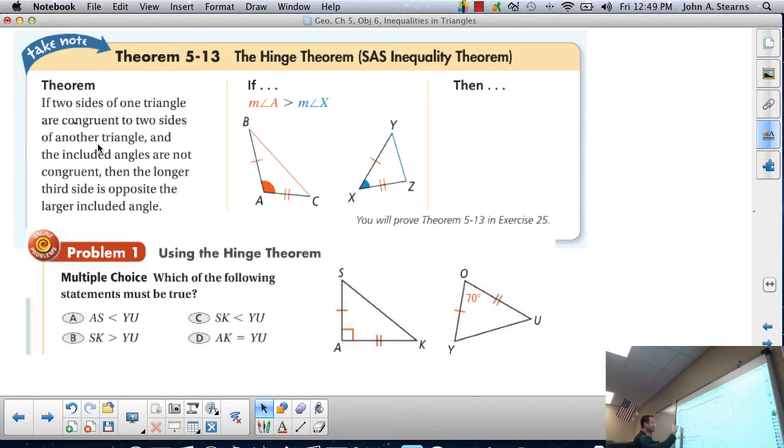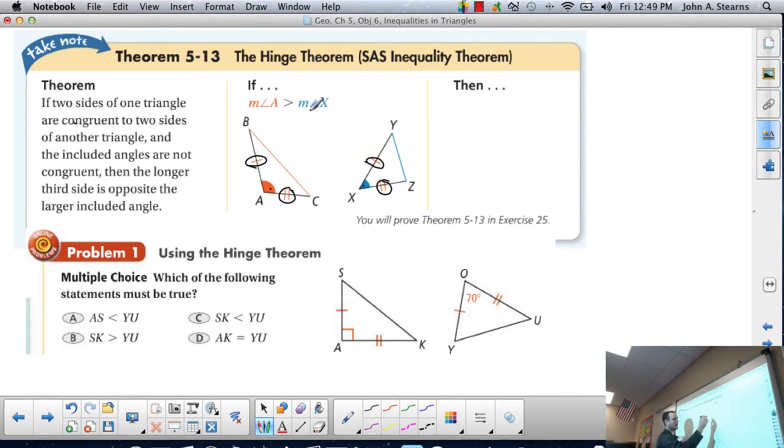What exactly does that mean? If two sides of one triangle are congruent to two sides of another, let's take a look at that part first. So here's one pair of congruent sides. Here's a second pair of congruent sides. As long as you have that, and the included angles are not congruent, so included angle meaning the angle in between those sides, here and here, if they're not congruent, then the longer third side is opposite the larger included angle. So here angle A is larger than angle X. That's told here. If the measure of angle A is greater than the measure of angle X, then we can say this.